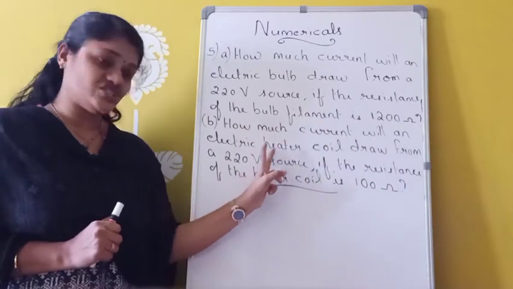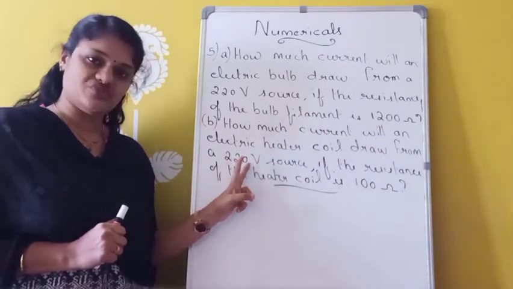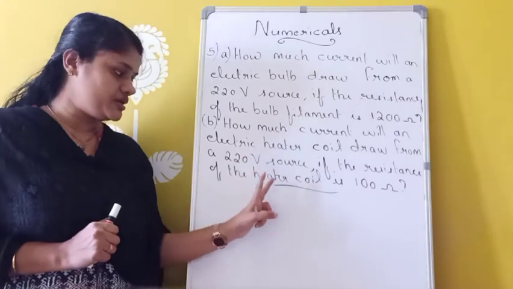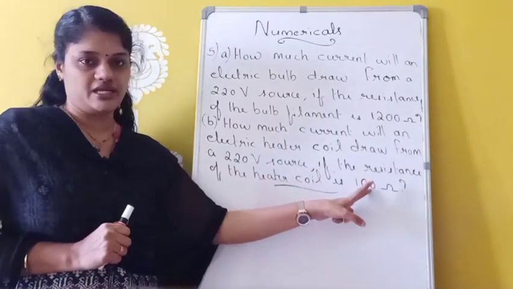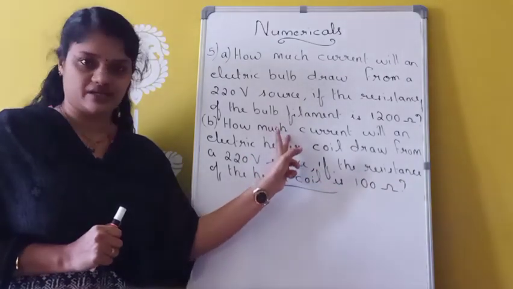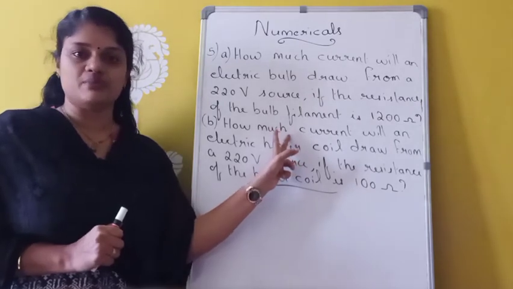In the second case also we have to find which one? Current through an electric heater coil. Here potential difference is the same, only 220 volt. But what about resistance? 100 ohm. Okay. So again here we have to find which one? Current. So formula is I equals V by R.